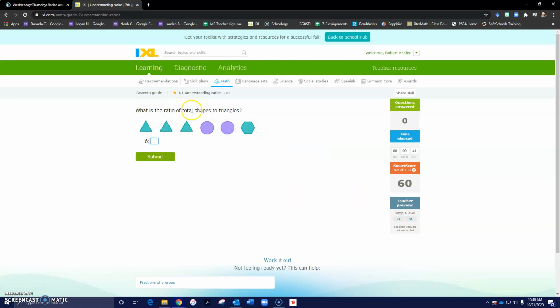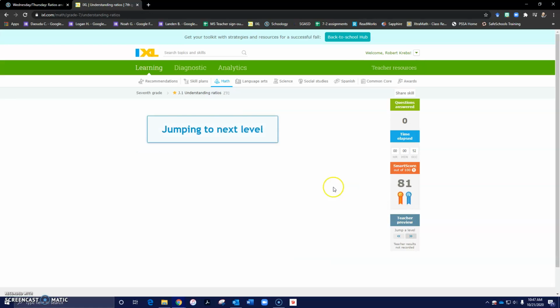Sometimes you're looking at the number of total shapes compared to the number of triangles. Again, there's 3 different types of shapes now, but you have 6 shapes. It's telling you that, and it's just pretty much asking you simply how many shapes are triangles.